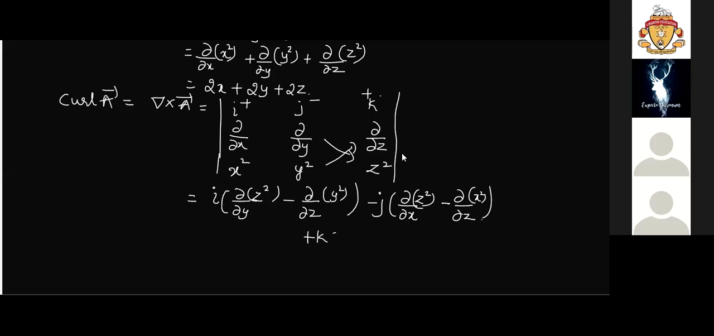Plus k into bracket, leave the row and the column. So first row and the third column, just take the determinant of these four. It is like a cross multiplication, how we take. So dou by dou x operating on what? Y square. Minus dou by dou y operating on x square. Okay, let us simplify.